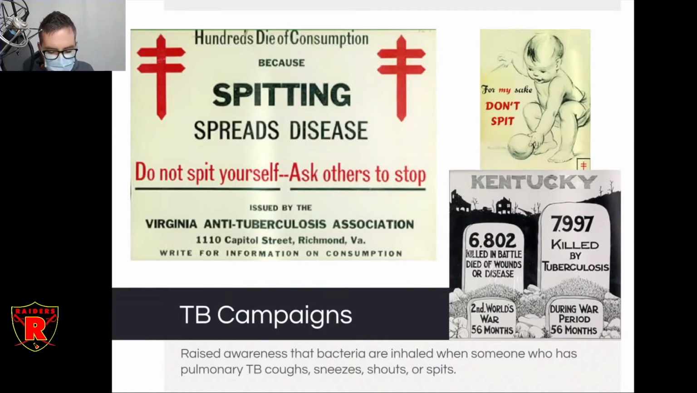Here's some little posters about not spitting in public or whatever to prevent the spread of TB, which is good advice, by the way. It used to be really, really problematic in North America as well. Worldwide, TB was extremely problematic. We just do a lot better job of treating it now, so it doesn't tend to be as big of a deal.